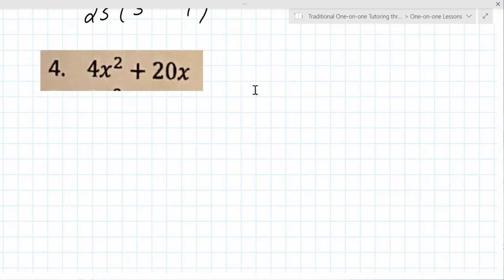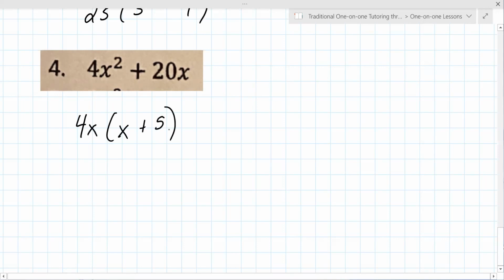What number goes into both? I just know this right now. 4x parentheses x plus 5. Good, it's great. Let's do another one.